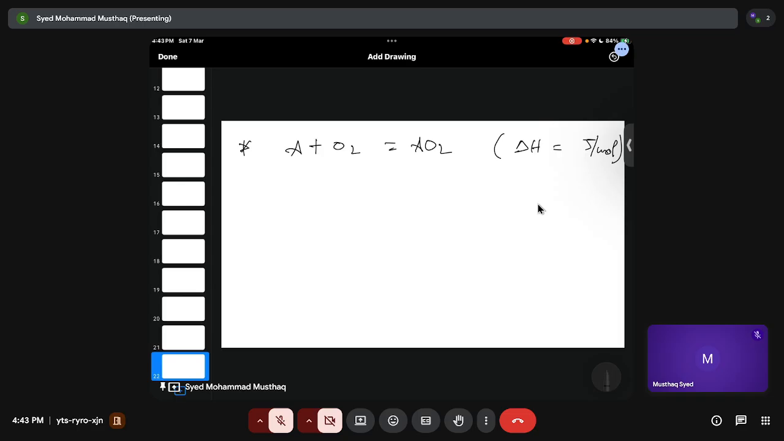That means 1 mole of A will undergo roasting and will give delta H1 amount of joules. Okay. So if I have 0.5 moles, then it is simple. It's just delta H1 divided by 2. Right. So I will not discuss these problems. Okay, these are simple ones.